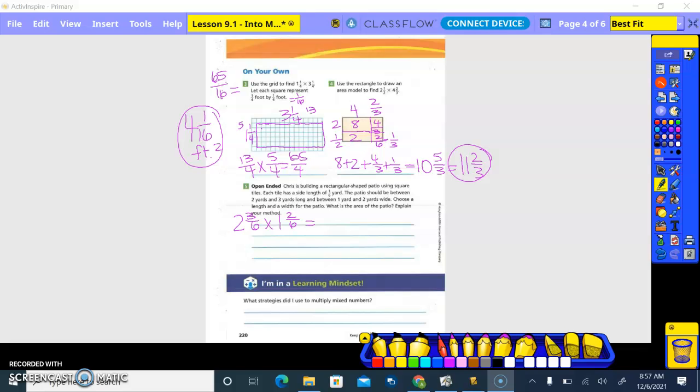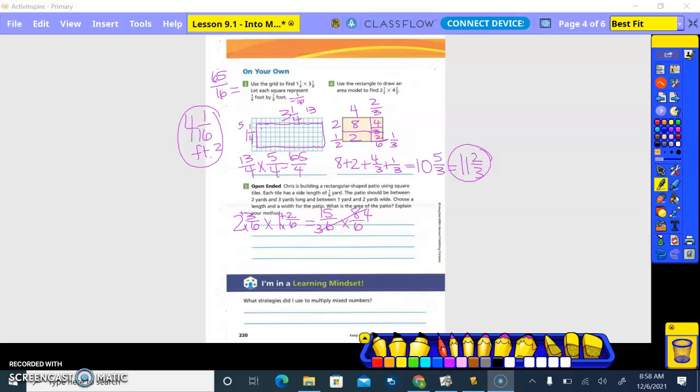Okay. So let's go ahead and convert those to improper fractions. So 6 times 2 is 12 plus 3 is 15, so 15/6 times 6 times 1 is 6 plus 2 is 8/6. Can I simplify before I start? Yes. What goes into both 6 and 8? 2. So 2 goes into 6 3 times, 2 goes into 8 4 times.